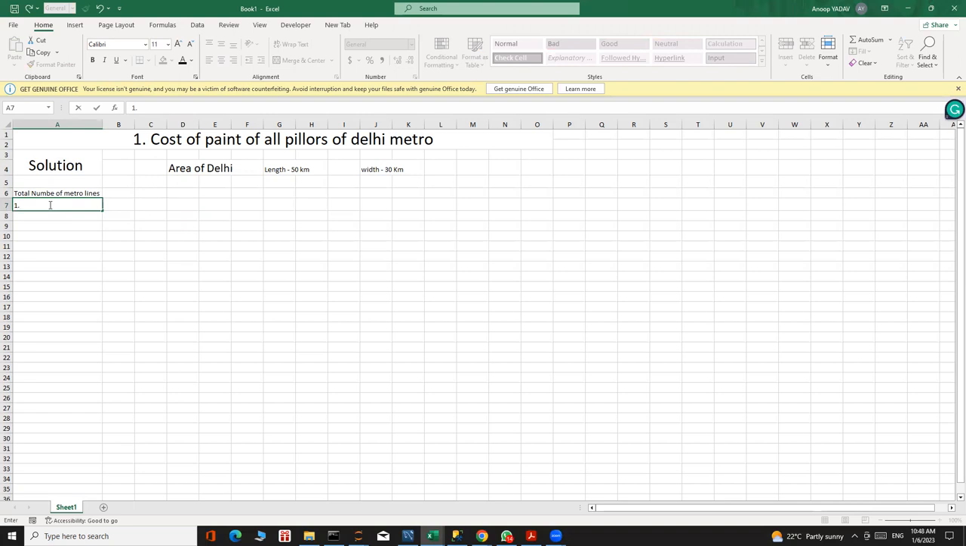First metro line, second. The length of every metro line: let's assume the first will be 50 kilometer, from one end of Delhi to another end. The second is about 40 kilometer. The third is about on width, 30 kilometer.